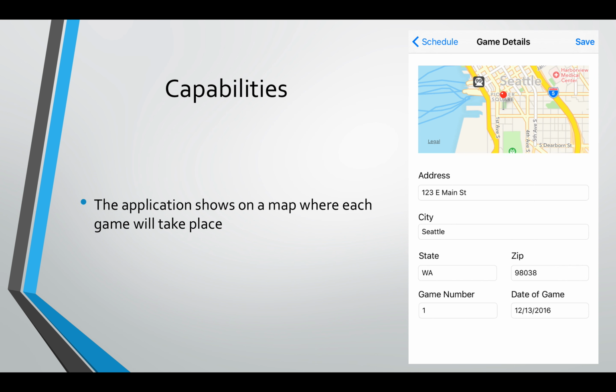And this is unique per game you have on there, and so you have multiple different maps on different views for it. You also can change the date of the game and the game number if something happens where you have to have a rain check on any given game.